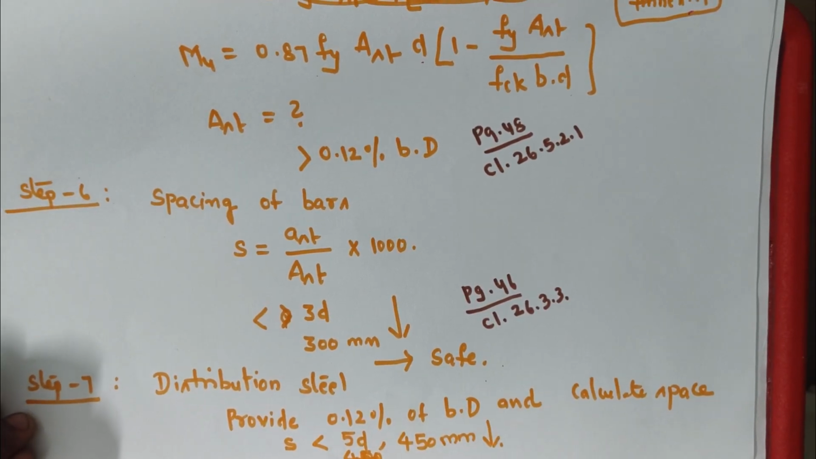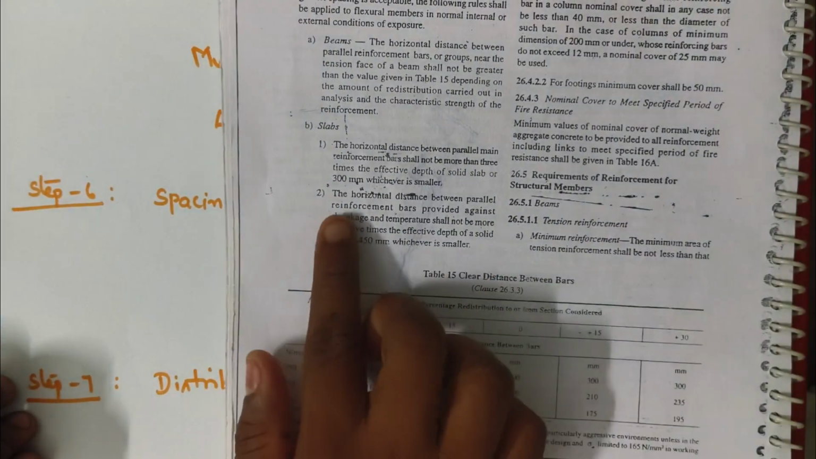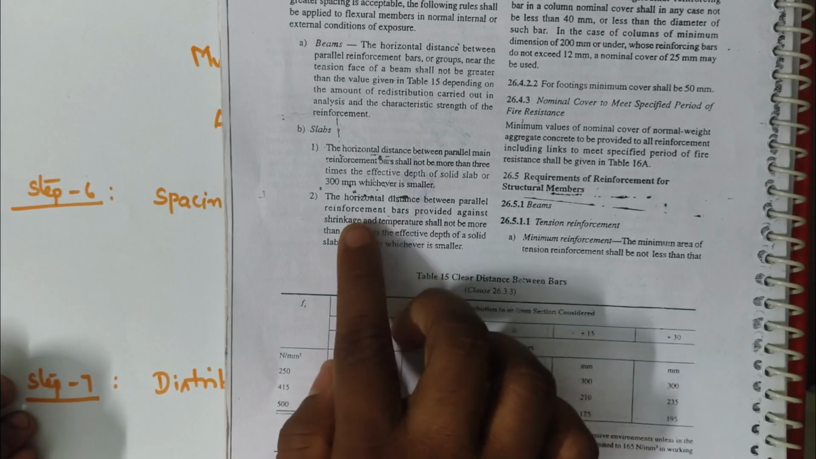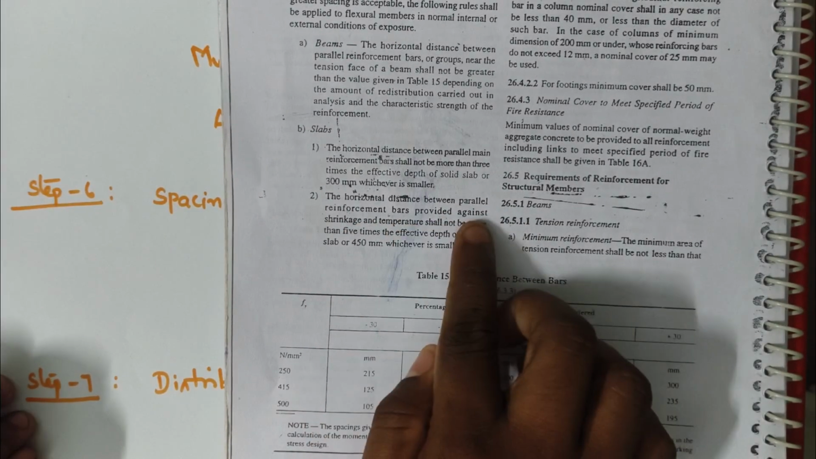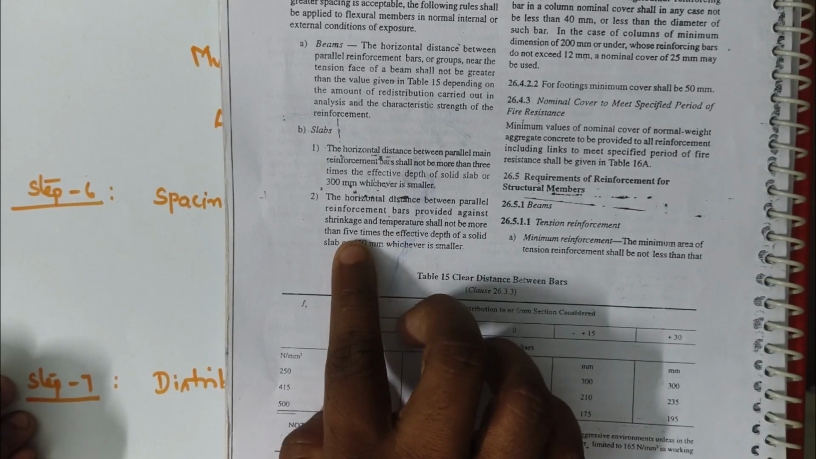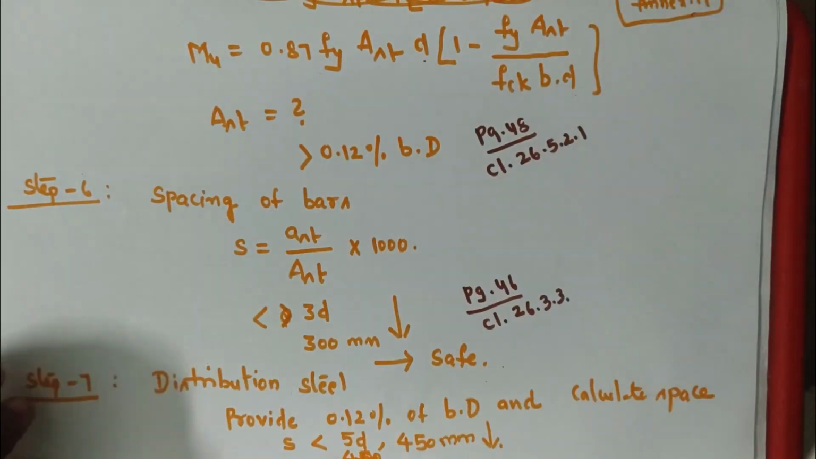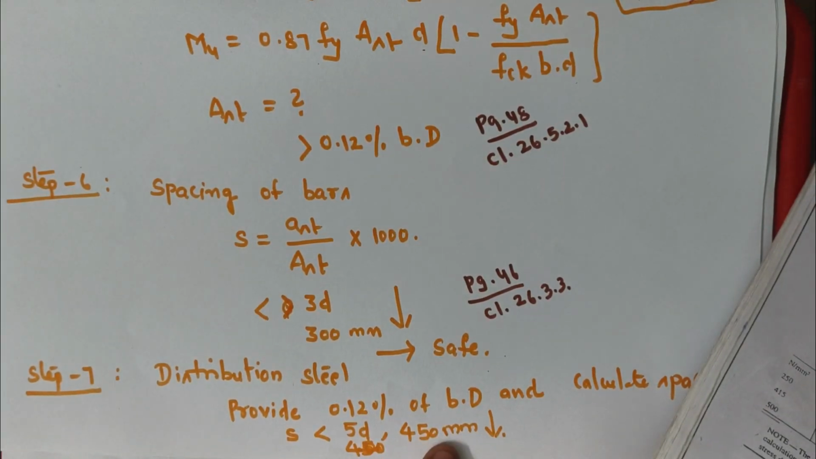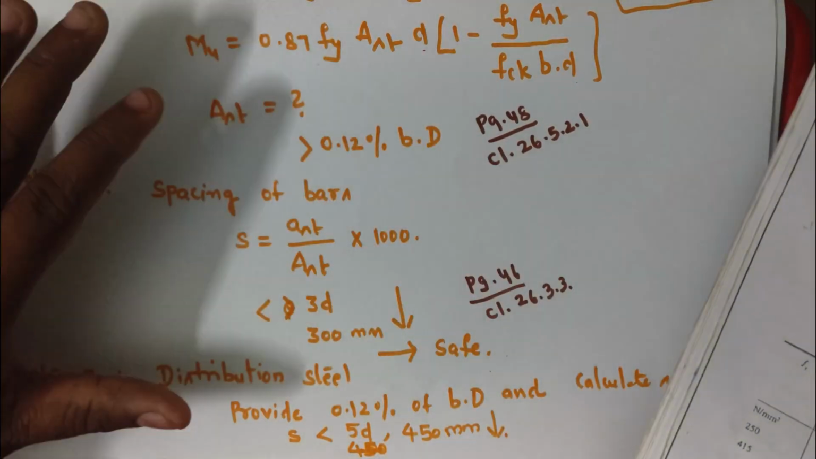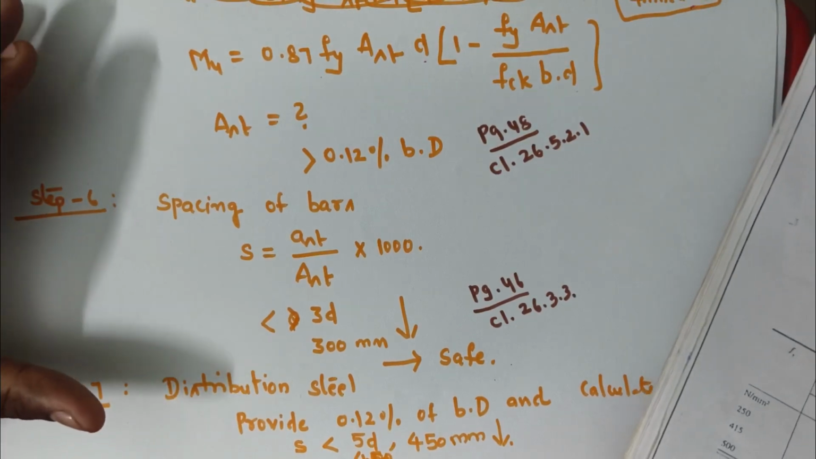This statement is also available in page number 46. The horizontal distance between parallel reinforcement bars provided against shrinkage and temperature shall not be more than 5 times the effective depth or 450 mm, whichever is less. Like this, we need to design a one-way slab.